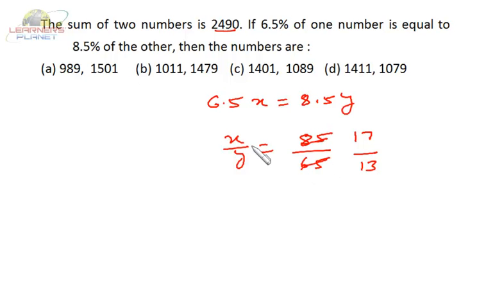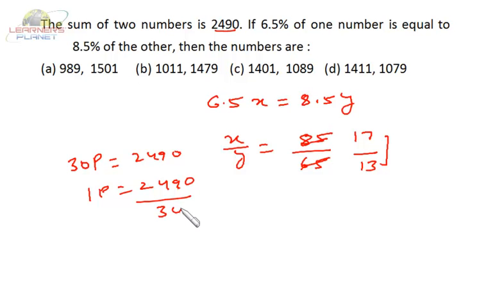Since I have got the ratio of x and y, that is 17:13, it means 17 parts and 13 parts. In all it is 30 parts, and these 30 parts are actually 2490. So if 30 parts is 2490, one part will be 2490 by 30, which is 83. Now I have to find out 17 parts and 13 parts. So 83 into 17 is one of the numbers, and 83 into 13 is the other number.